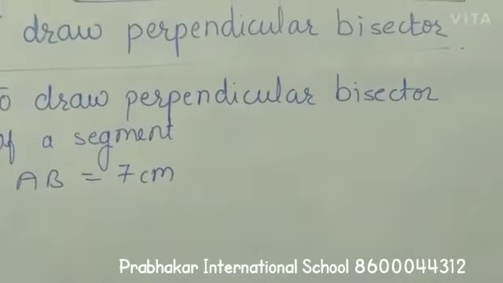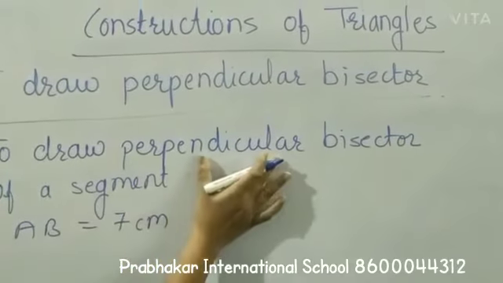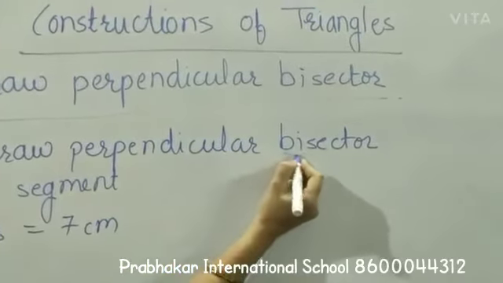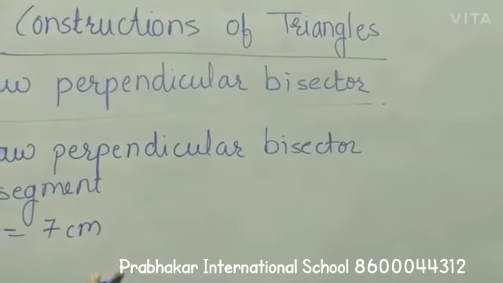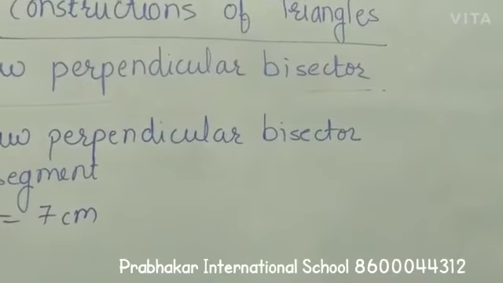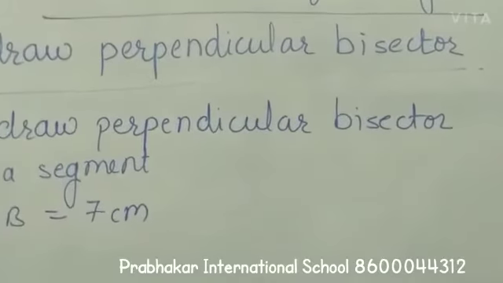Before that I will tell you perpendicular means what? 90 degree, and bi means 2 and sector means 2. Means what? We are dividing the segment into two equal parts and perpendicular also. So we will see how to draw it.